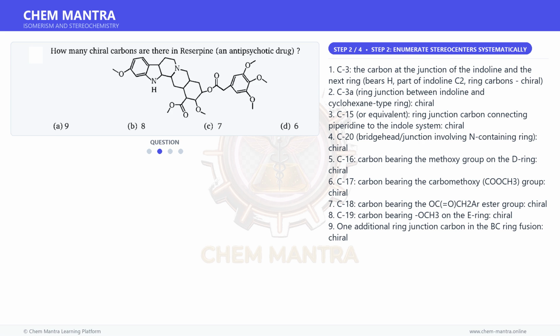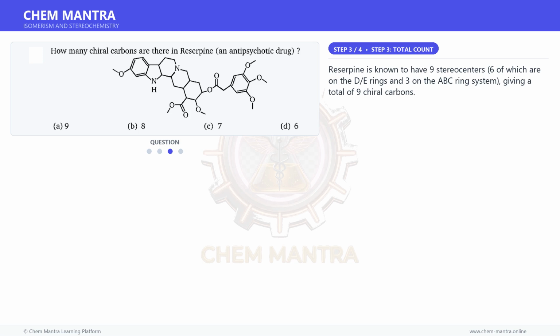5. C16. Carbon bearing the methoxy group on the D ring, chiral. 6. C17. Carbon bearing the carbomethoxy, CO2CH3 group, chiral. 7. C18. Carbon bearing the OC=O, CH2Ar ester group, chiral. 8. C19. Carbon bearing OCH3 on the E ring, chiral. 9. One additional ring junction carbon in the BC ring fusion, chiral.